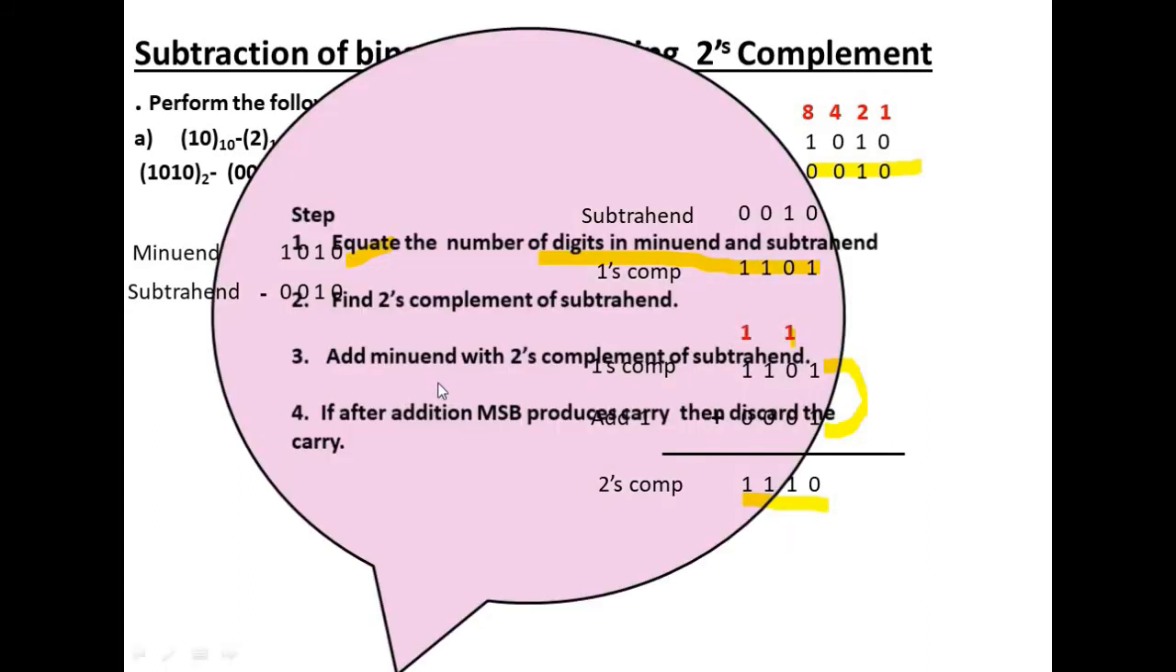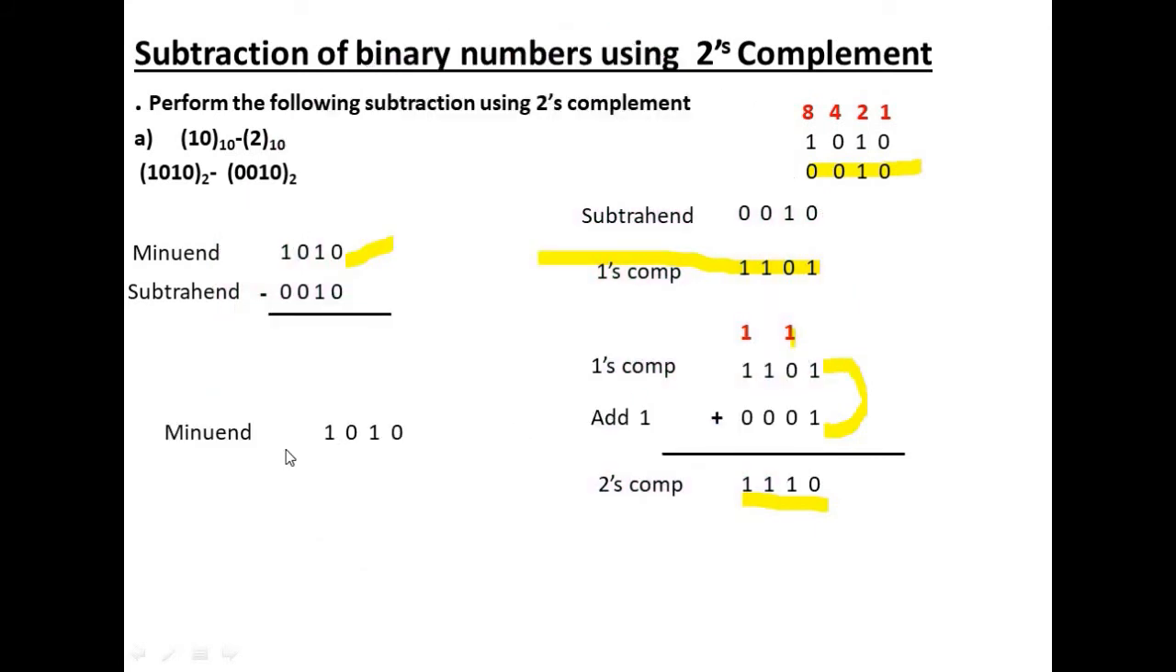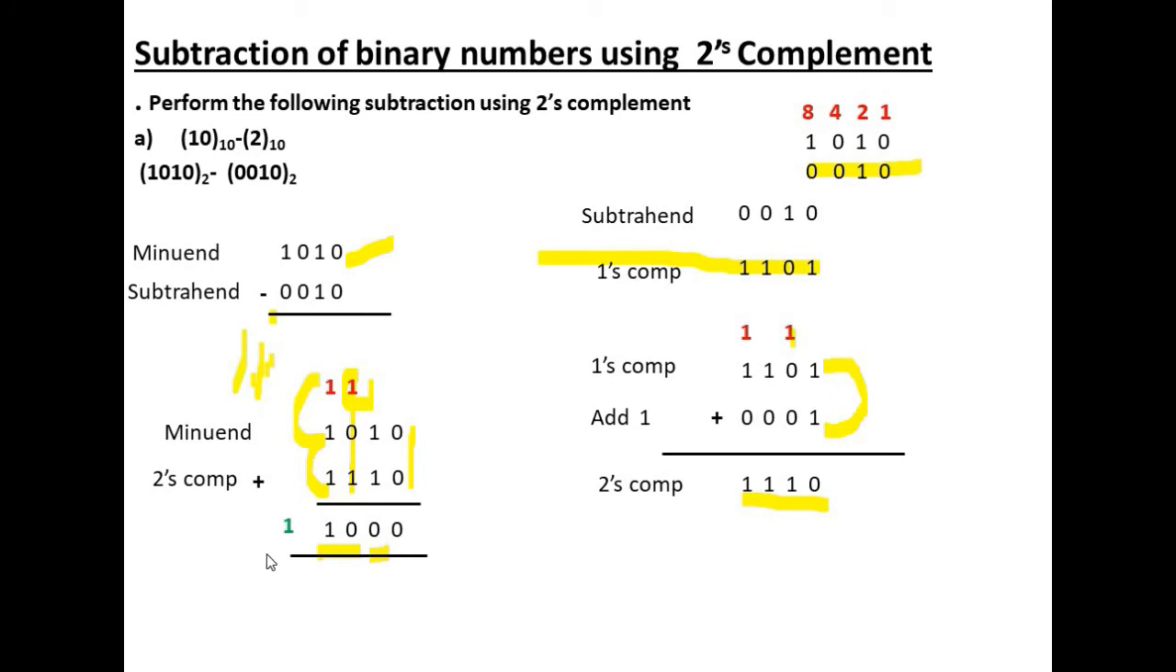For the next step, we have to add the minuend with the 2's complement of the subtrahend. Here we have the minuend as 1 0 1 0 and the 2's complement as 1 1 1 0. Now we have to add these two numbers. After addition, we get 0 plus 0 is 0, 1 plus 1 is 0 with carry 1, and again 1 plus 1, sum is 0 and carry 1, 1 plus 1 is 0, and 0 plus 1 will be 1, and this 1 plus 1 has already produced a carry of 1. So we have got a carry 1.